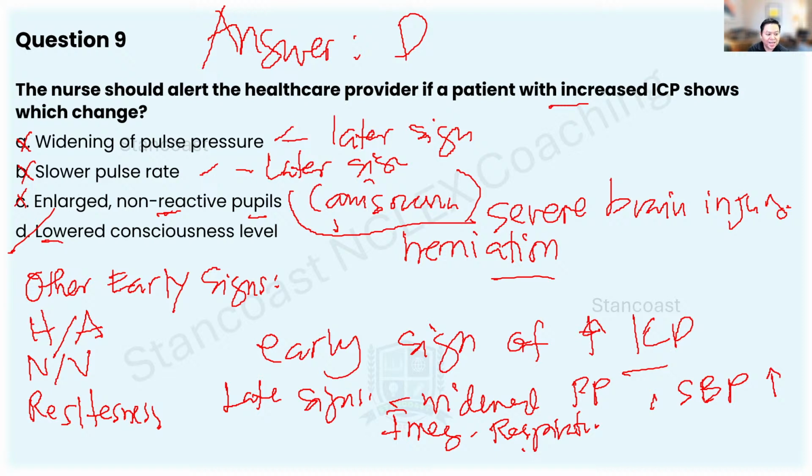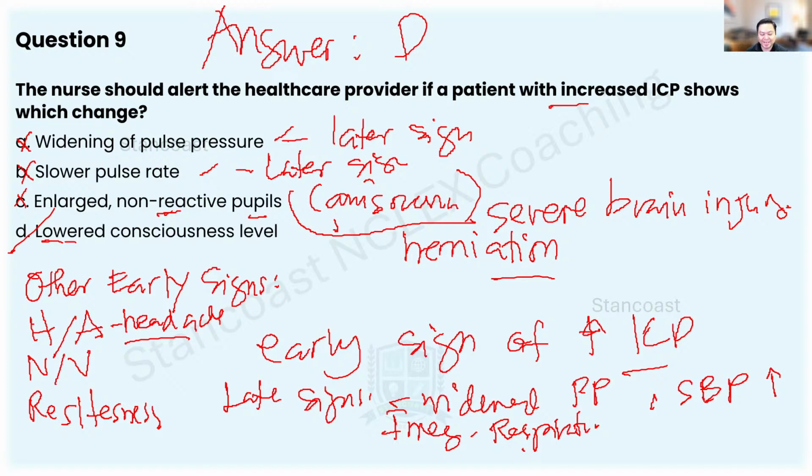HA is headache. I'm sorry, that's headache. Trying to shorten. Okay, so let's go back into our early manifestations. The ABCs are late stage signs of increasing ICP, whereas letter D, lowered consciousness level, is part of the early signs, including headache, nausea, vomiting, and restlessness.